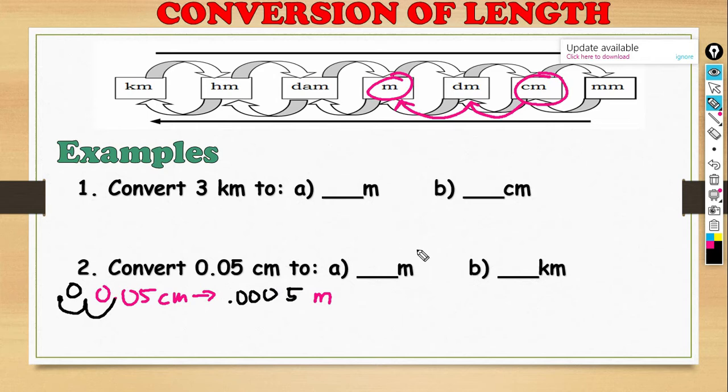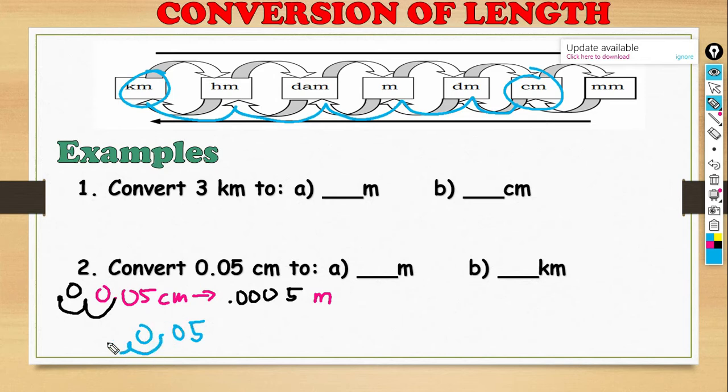While for letter B, hanapin natin yung kilometer. So, medyo malayo to. So, let's start again. Dun sa chart, titingnan natin. So, from centimeters, move tayo papunta kay kilometer. So, ilang steps yun? 1, 2, 3, 4, 5 steps from right to left. So, i-move natin yung 0.05 ng ilan yan? 1, 2, 3, 4, 5. 5 times from right to left.